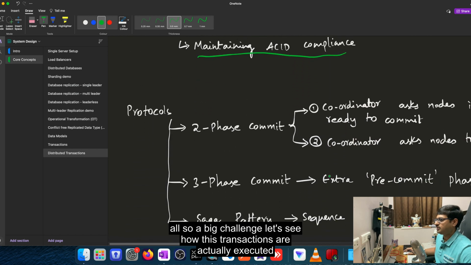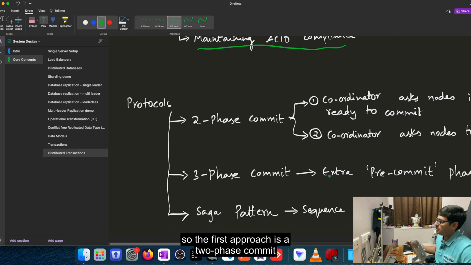Let's see how these transactions are actually executed. The first approach is a two-phase commit.